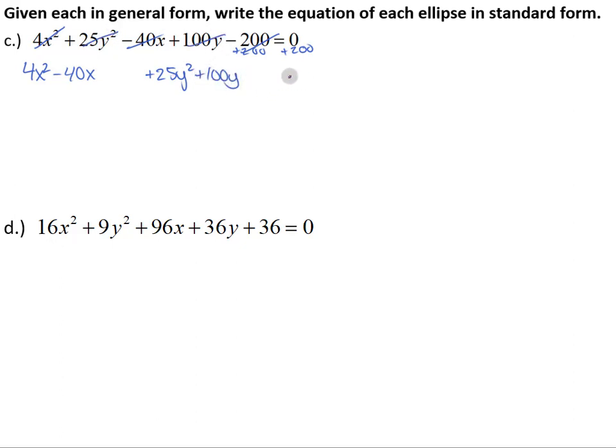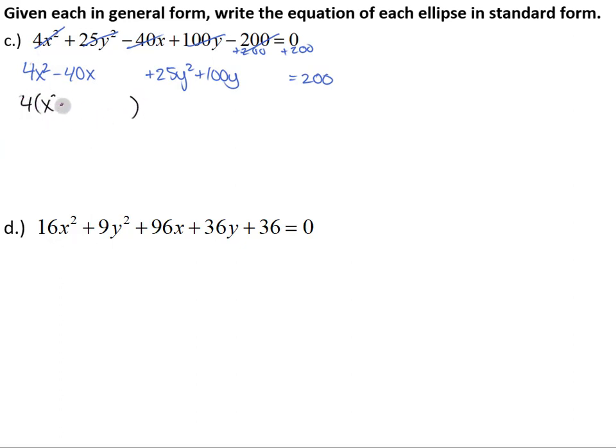Leave a little bit of room, equals 200. All right, to complete the square for each of these, we are going to need to factor out a from each pair, or the value in front of the squared term. In this case, 4 from x. So we're going to factor out 4 from these two terms.